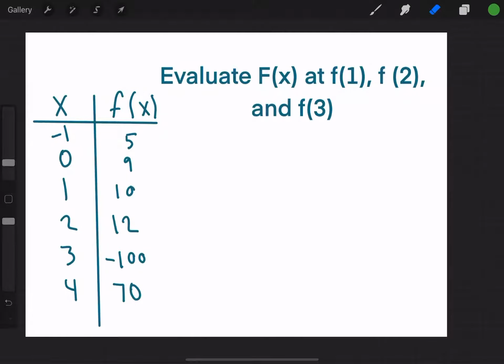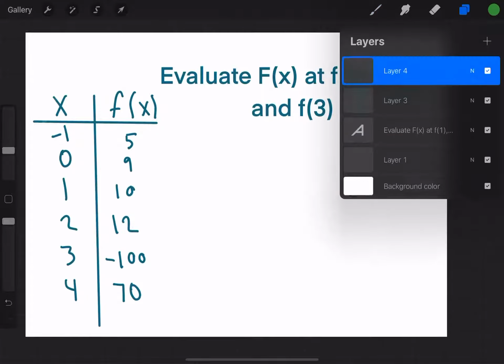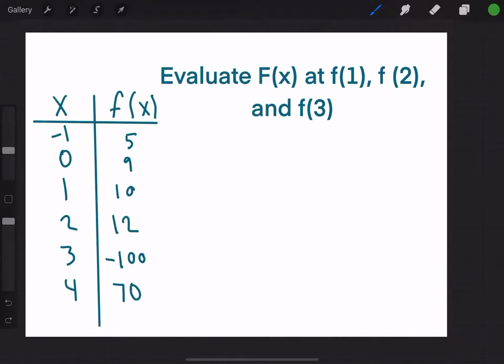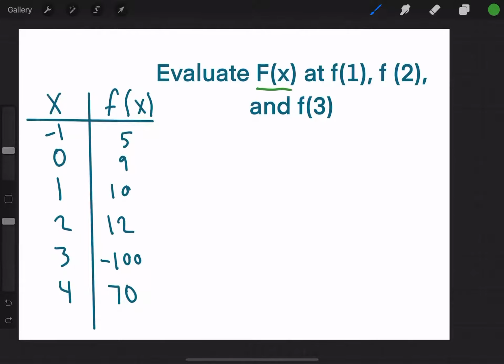Okay, so right now we're going to evaluate this table together. We're told that this table over here, that was an eraser, sorry. We're told to evaluate this table right here. We are told that is a function. We are told to evaluate at f of 1. So evaluate f of x at f of 1. That's the question we are going to answer first.